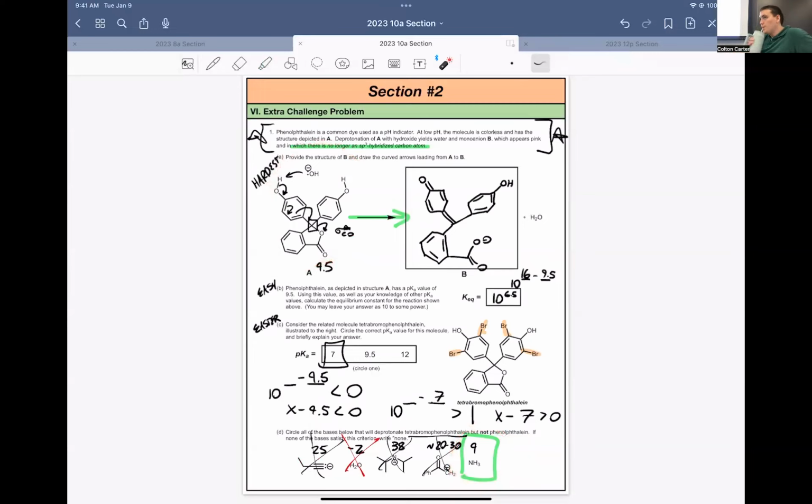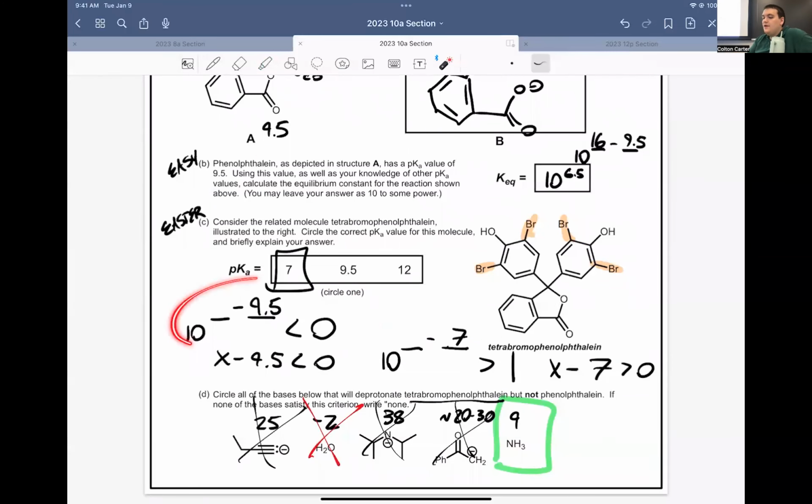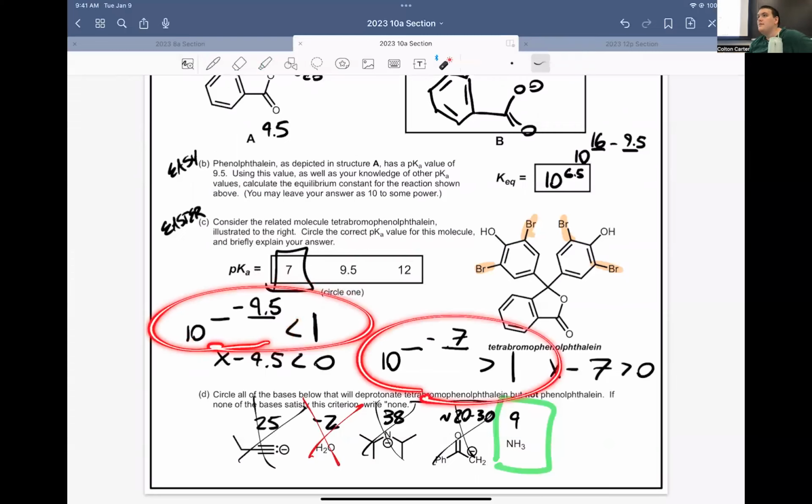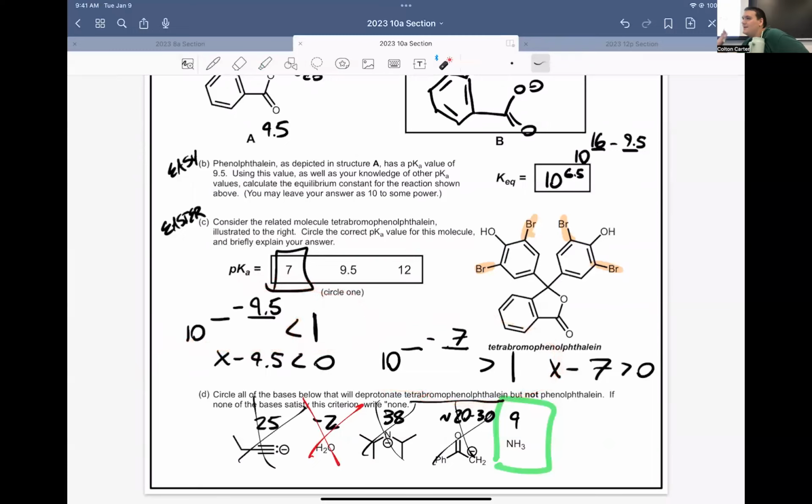Why was it both less than 0 and greater than 1? Because this is KEQ. And I should say not less than 0 here, this one's less than 1. If the KEQ is less than 1, it's reactant favored, and if the KEQ is greater than 1, it's product favored. See, this is why I didn't want to do it, because it's mental gymnastics. The other way to think about it is, which of these has a conjugate acid whose pKa is between 7 and 9.5? That's another way of doing it.